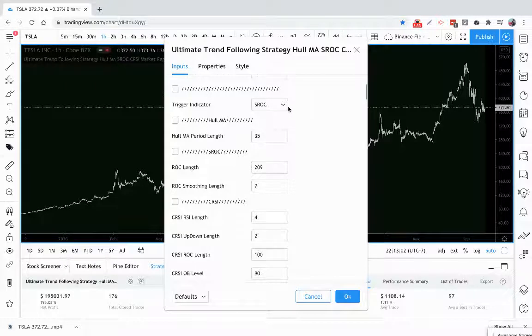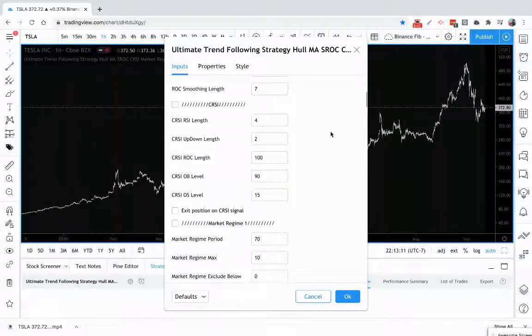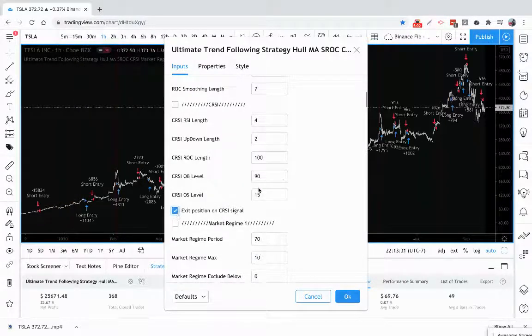Now, if you want to use the Connors RSI instead, then you just select Connors RSI instead of the center rate of change. And now we're going to be using these settings under CRSI to affect the length and overbought and oversold levels. So the first thing we need to do is click on exit position on Connors RSI signal. That way, when these overbought and oversold levels are hit, we're actually going to be entering and exiting trades.